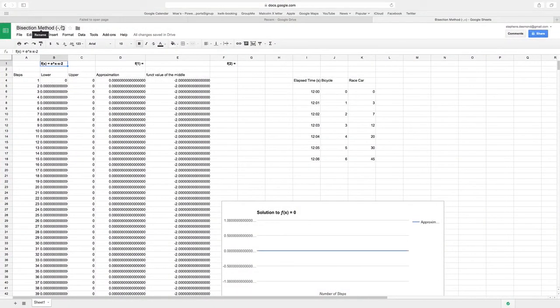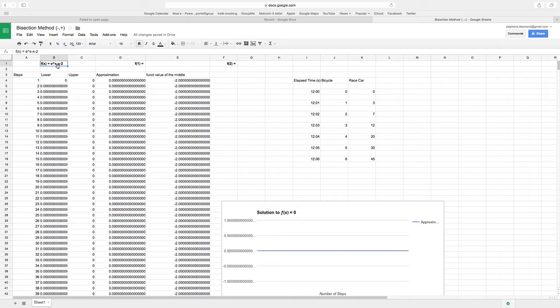Alright, in this video I want to show you how you can use this spreadsheet in order to actually perform the bisection method. If you recall, the formula that was in the spreadsheet initially was e to the x minus 2. And so if you want to change the spreadsheet so that you can use it for different formulas, there's a few places that you have to go and make these changes so everything will work out correctly.